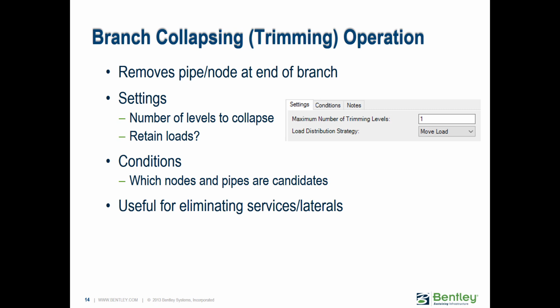Branch collapsing is another type of Skelebrator run. So that removes pipes and end nodes at the end of a branch. So if it's a branched system, this might be a little bit more effective. And the settings include just how many levels of collapsing those branches do you want it to run in one Skelebrator pass, so to speak. And this has an option as far as what to do with demands. So you can choose how it will treat demands on nodes. Should it move the load or do something different? And then you also have the conditions as you had in the other methods.